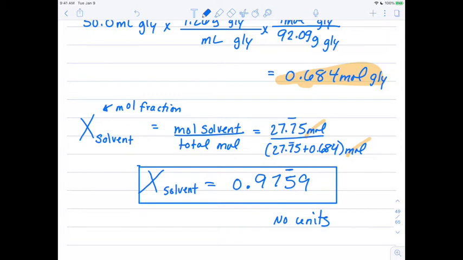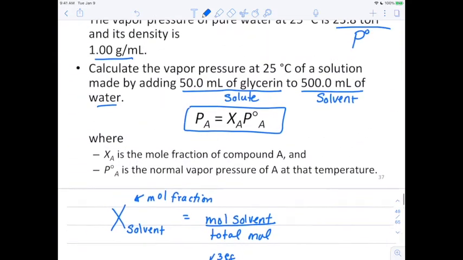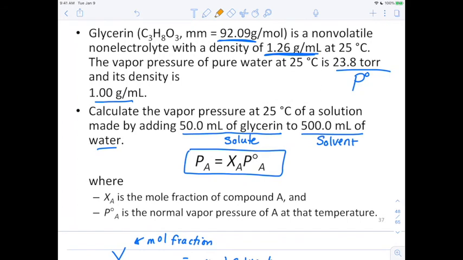All right, so now we are just about ready. We're trying to find our new pressure, and that is equal to the mole fraction of our solvent times our original pressure. So mole fraction 0.9759 with no units times our original pressure, way back up here. And there it is, 23.8 torr.